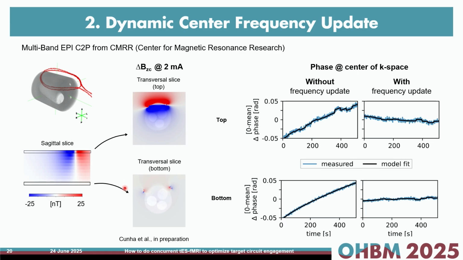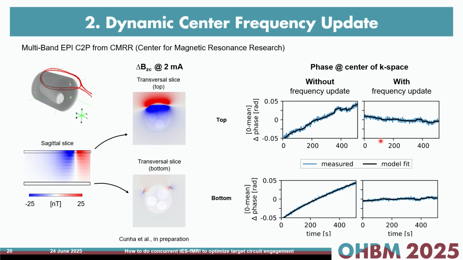And here I show, we performed two experiments, a standard one where we just allow the scanner to freely update the center frequency, and we also ran another one where we did not allow it to do so. So here the center frequency was kept constant. Here we have a proxy of the center frequency update. And we see that when the scanner was not allowed to update it, there is a drift over time in both slices, which is largely resolved when we do allow it to do its job and update it.